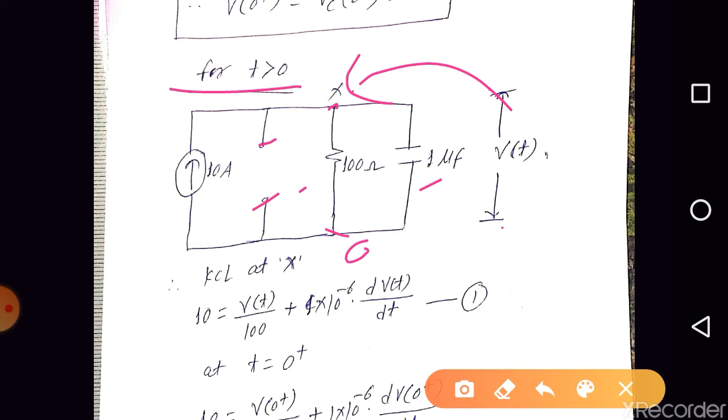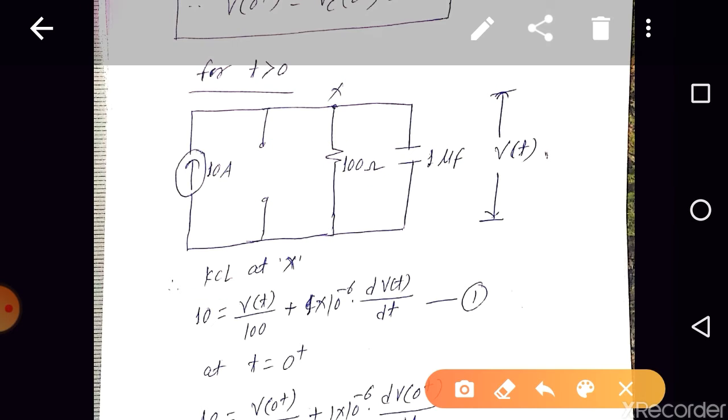So can we apply KCL at node x? Yes. Incoming current is 10. Let us consider the current here is downward, and here it is also downward, because after t equal to 0, when the switch is open, the capacitor will start charging, right? So the direction of current flowing through the capacitor will be downward, and the polarity will be plus here and minus here. Is this clear?